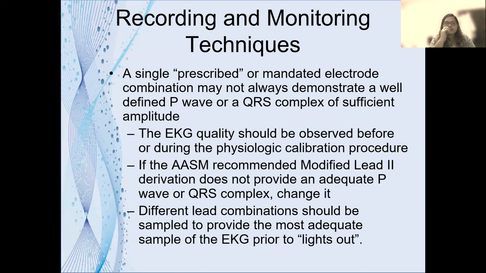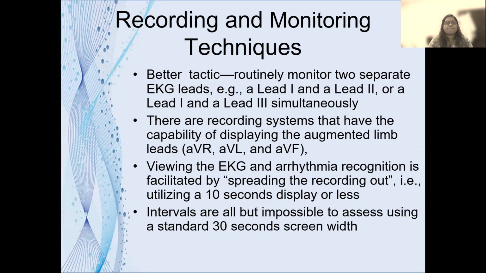Now, how do you record and monitor these? A single prescribed or mandated electrode combination may not always demonstrate a well-defined P wave or QRS complex, or sufficient amplitude. So the EKG quality should be observed before or during the physiological calibration procedure. You have to get a good quality ECG waveform. Modified lead 2 derivation is recommended. Different lead combinations should be sampled to provide the most adequate EKG samples prior to lights out. Make sure the patient is getting a proper ECG waveform during calibration.